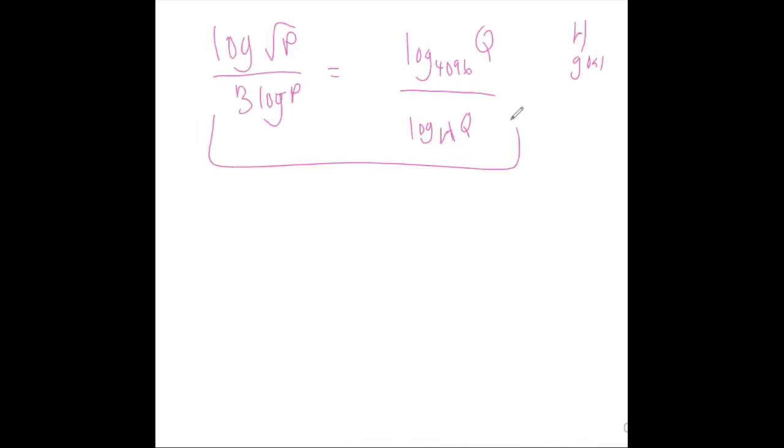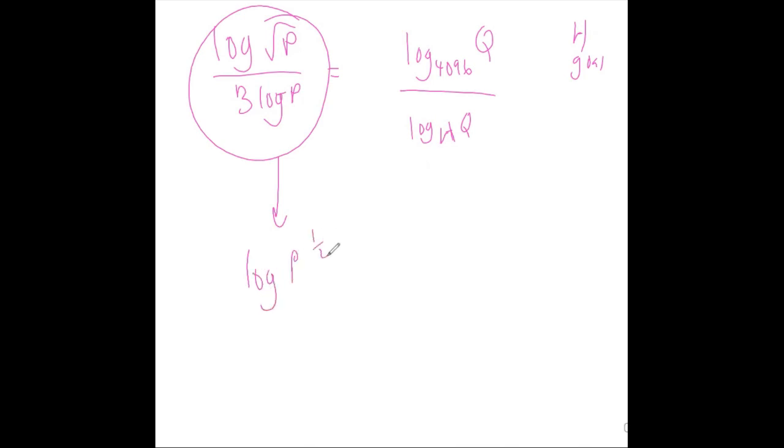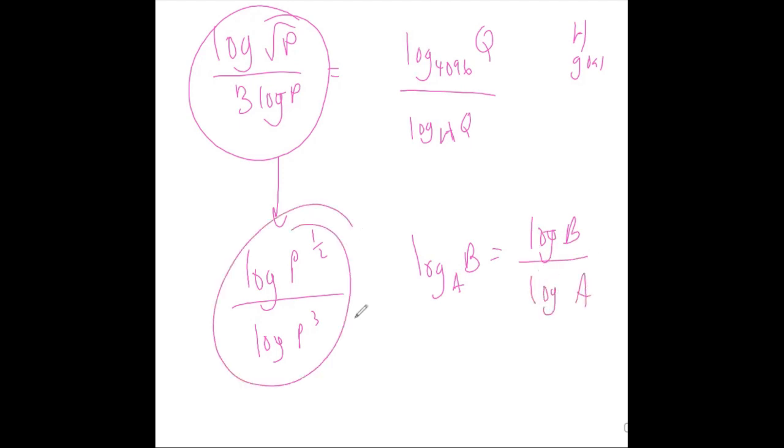All right, so this is question 5, and the goal is to find the value of H. Let's focus on the left-hand side before anything else. Let's rewrite this as log p to the 1/2 power over log p to the power of 3. Yes, because the square root is just the power of 1/2. This 3 can come up here to serve as the power of p. Now, also recall that log base a of b could be rewritten as log b divided by log a. I want to use that property right now. Let's rewrite it to make it look like that.